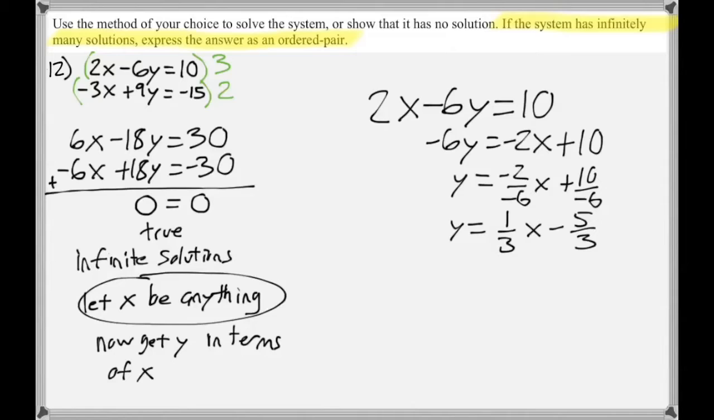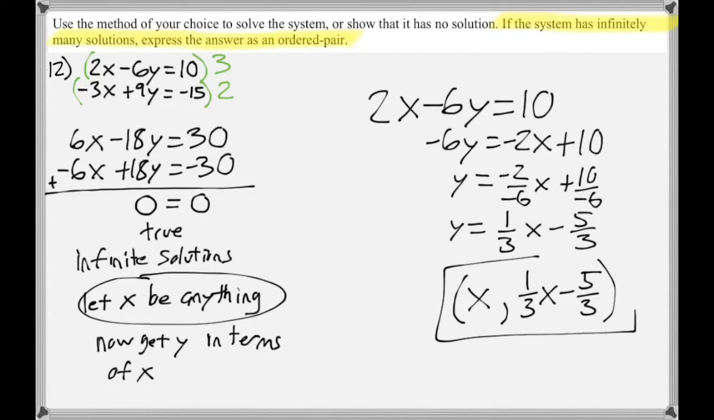So my final answer is going to be x, because I'm going to let x equal anything, comma, and now my y is in terms of x, so it's 1/3 x minus 5/3. So this will be my answer.